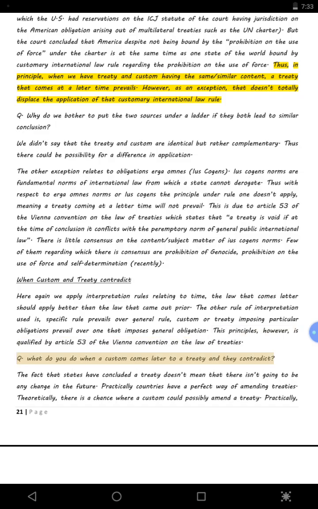What do you do when a custom comes later than a treaty and they contradict? The fact that states have concluded a treaty doesn't mean that there isn't going to be any change in the future. Practically, countries have a perfect way of amending treaties.